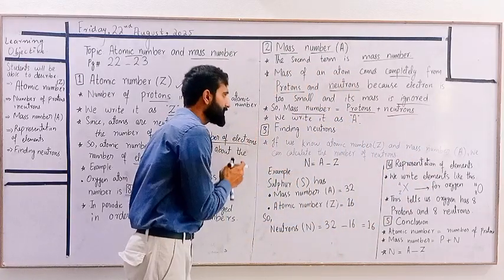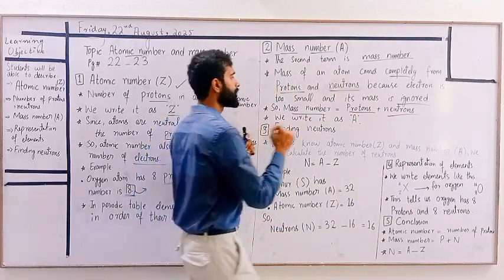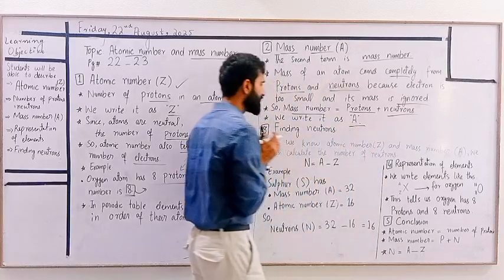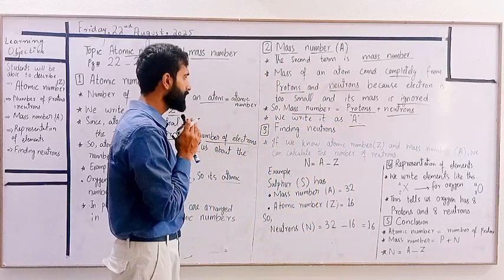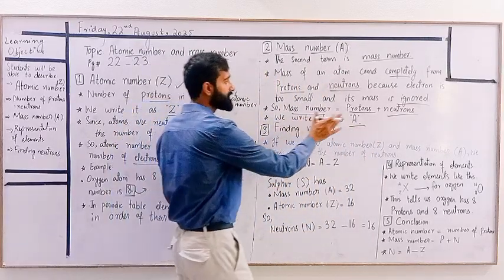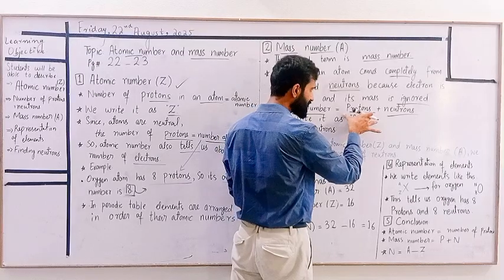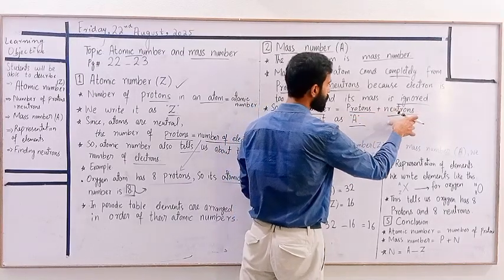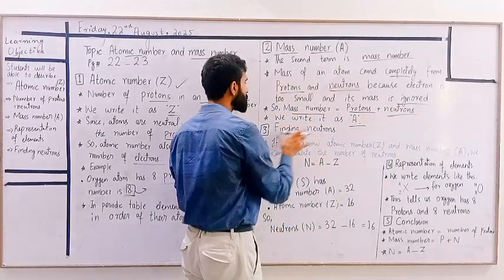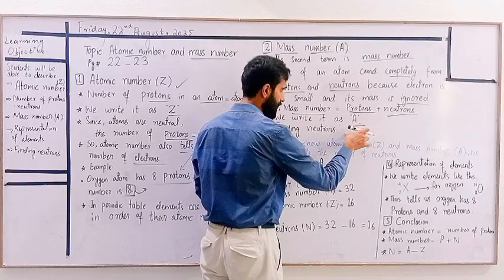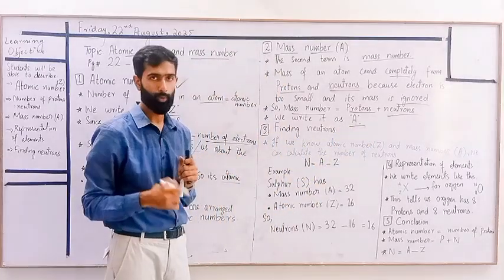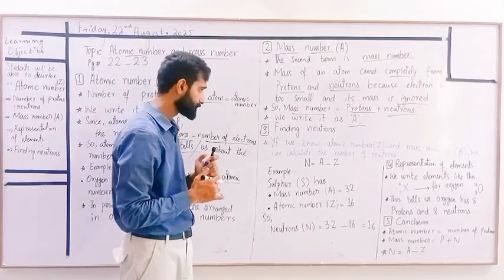The mass number is represented by the letter A. So the mass number is equal to the number of protons in an atom plus the number of neutrons in an atom, and it is represented by the letter A. I hope you are understanding it well.